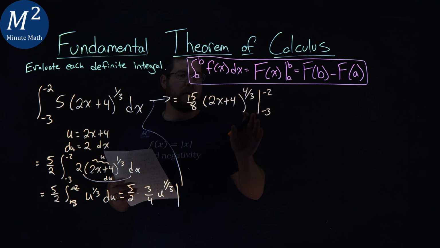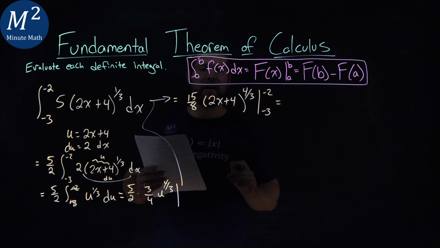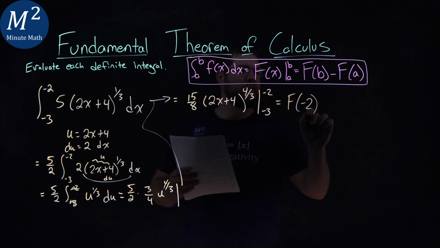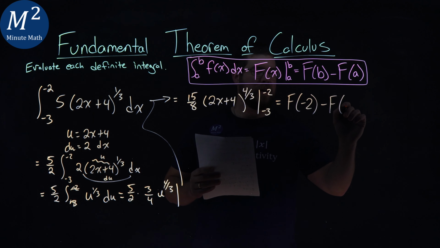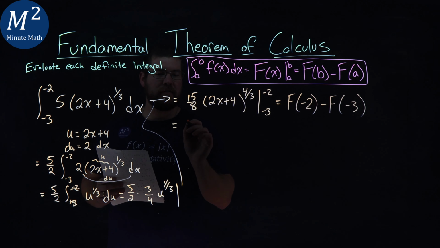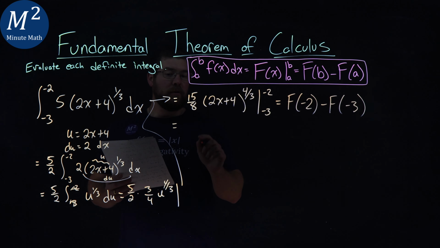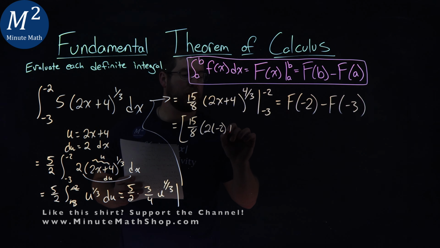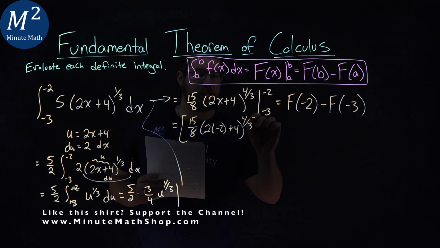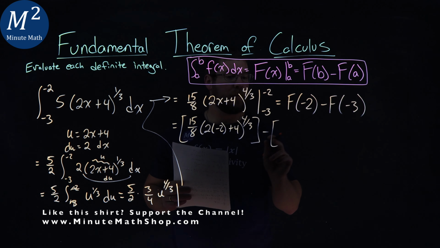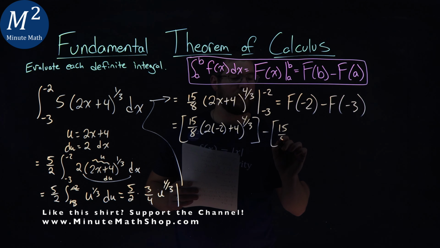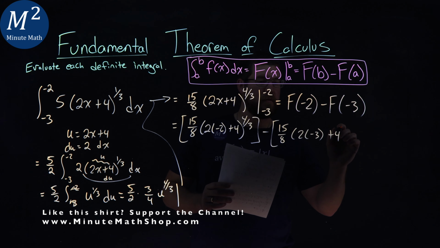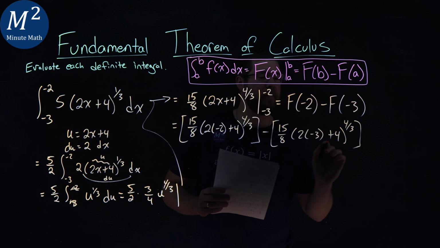So what we have here now, using our fundamental theorem of calculus, is an integral from -3 to -2, and we're going to plug in -2 for x, subtract that, and plug in -3 as well. Same process as before. So let's do that. Brackets here, 15 over 8 times 2 times -2 plus 4 to the 4/3 power. Subtract that by, same thing, plugging -3 in, so 15 over 8 times 2 times -3 plus 4, to the 4/3 power, right there.